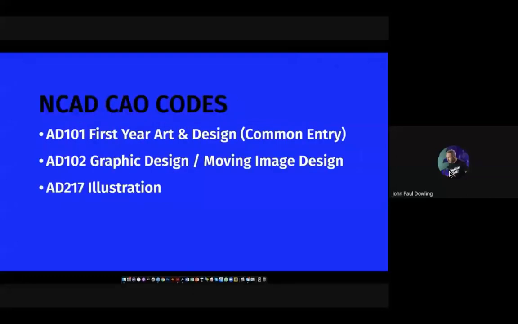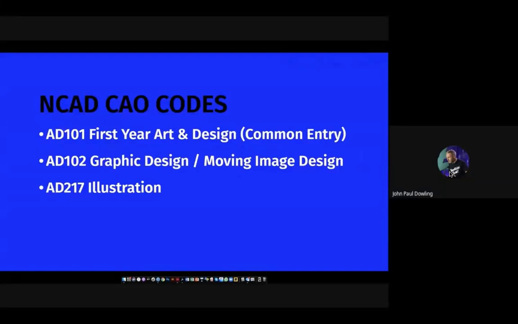Just to give you a reminder of the CAO codes for your routes of entry into NCAD, you have 3 routes of entry should your goal be to study within the Department of Communication Design. The first route, which a lot of students would choose, is AD 101, which is first year art and design common entry. It means you get a place in NCAD, you come into first year, and throughout your time and experience in first year, you make decisions about what you would like to go on and study. Then you move into those disciplines towards the end of your first year, whether that is graphic design, moving image, illustration, painting, print, sculpture, product design, fashion, whatever that may be.